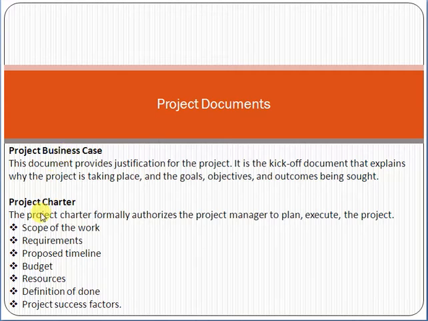Then the next document is the project charter. The project charter is the document which authorizes a project manager. It describes the scope of work, the deliverables, requirements, the timelines, the budget, resources, the objectives, the assumptions, risks, the acceptance criteria, and the approvals as well. Basically it's a one or two page document in which all these things are described at a very high level, and the purpose of this document is just to authorize the project manager to initiate a project. That is called the project charter.